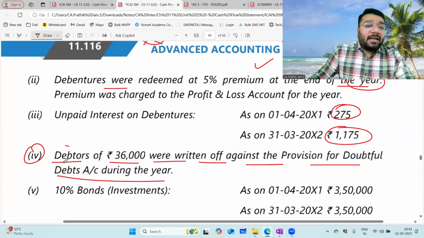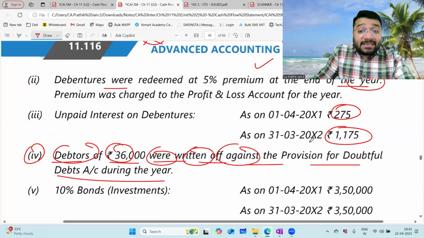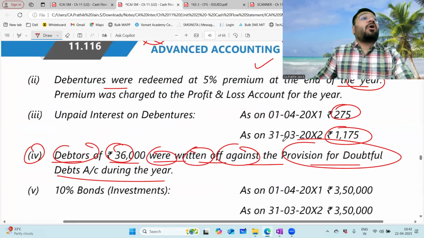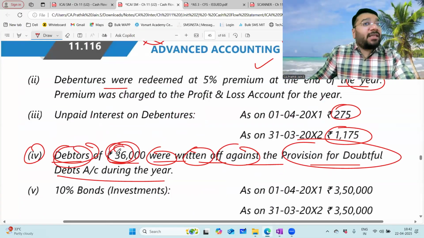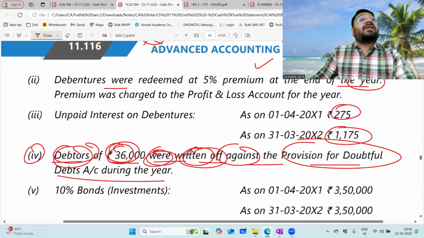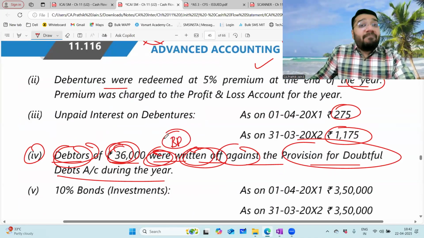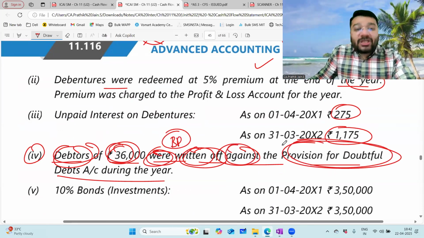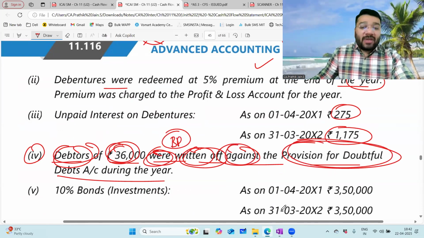What have they done? Debtors of 36,000 were written off against provision for doubtful debt. So here, what option did they follow? Option 2 they have followed. Debtor of 36,000 written off means what? Bad debt. Bad debt is recorded against provision for doubtful debt. So now, what is the entry here?